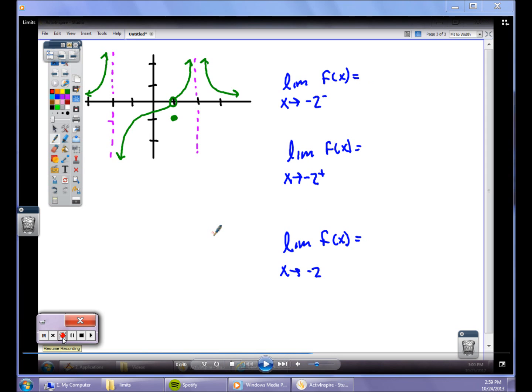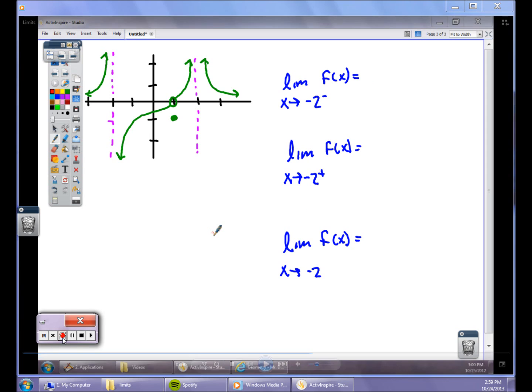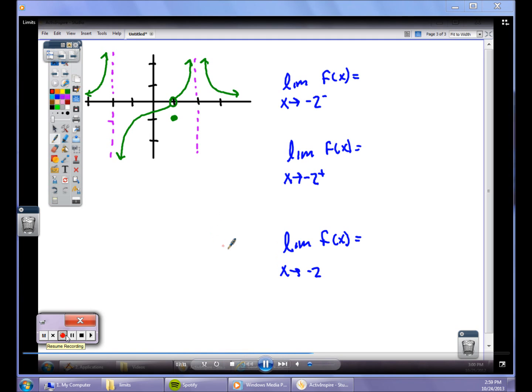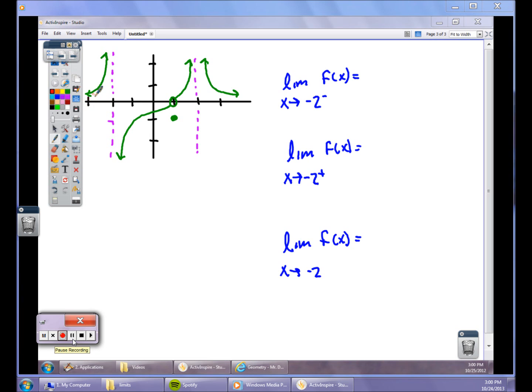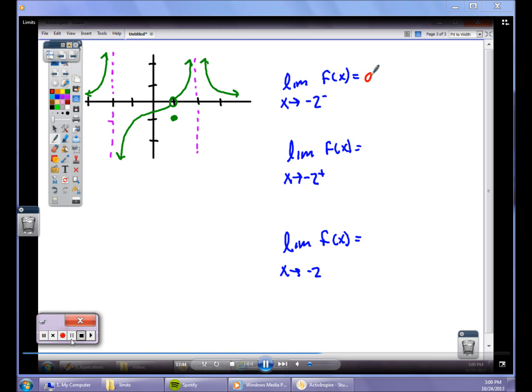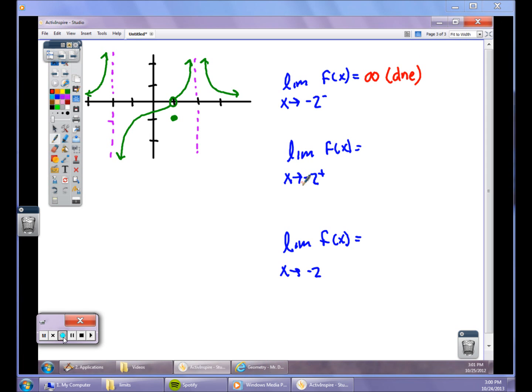Let's now find the limit as x approaches -2. As x approaches -2 from the left, the graph has an asymptote, and it's going to continue up forever towards infinity. The limit as x approaches -2 from the left-hand side does not exist, we would say in parentheses, since technically you can't get to infinity.